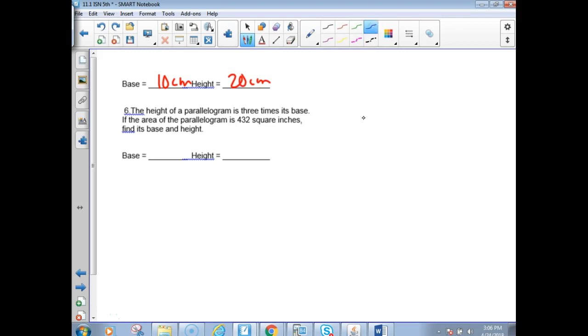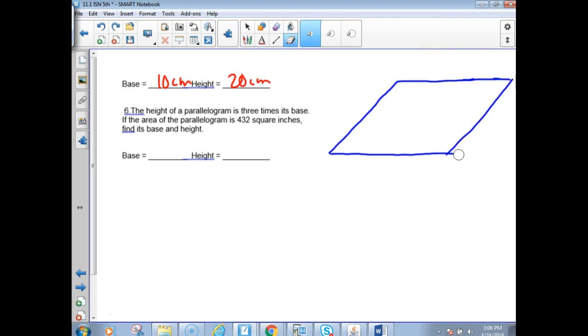The height of a parallelogram, oh, got a tall pair, is 3 times its base. Oh no, I'm just making a big old parallelogram. Don't know why I made it so ginormous, but I did. All right, the height of the parallelogram, and it's not going to look to scale at all because I stretched it, is 3 times its base. So if I let the base be x, then the height's 3 times that, 3 times x.